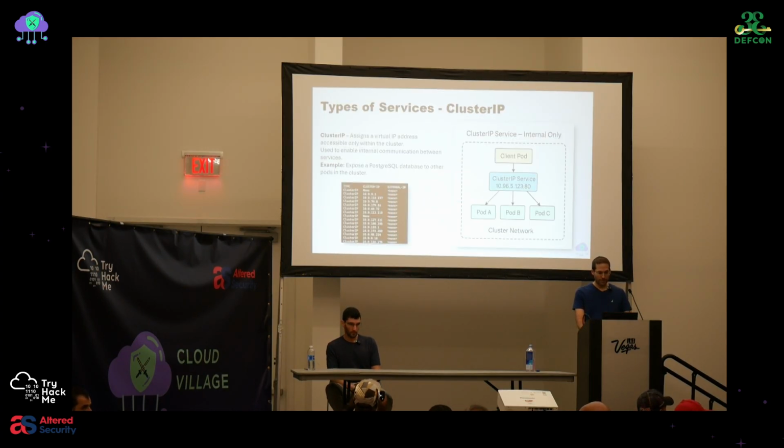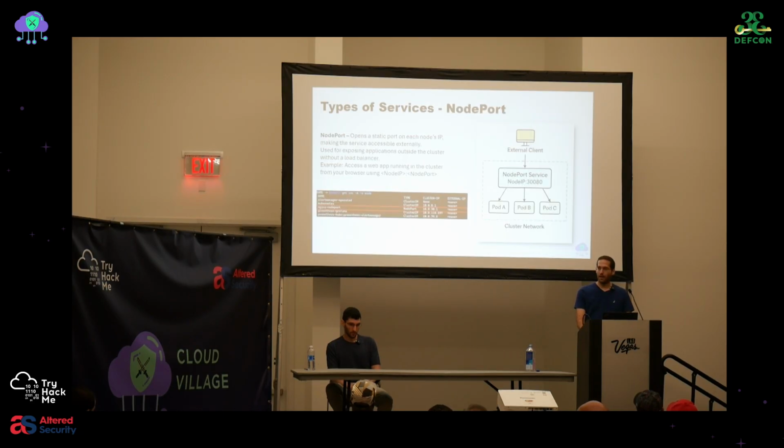So let's start with the most basic type of service in Kubernetes, which is ClusterIP. This service type assigns a virtual IP that's only accessible within the cluster. So if 2 containers in the same cluster need to communicate with each other internally, that's what we're going to use. Another type of service is NodePort.